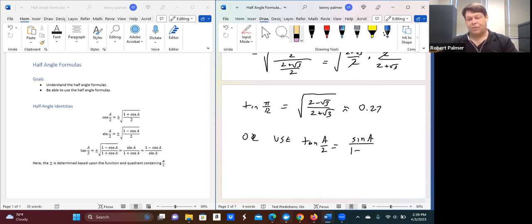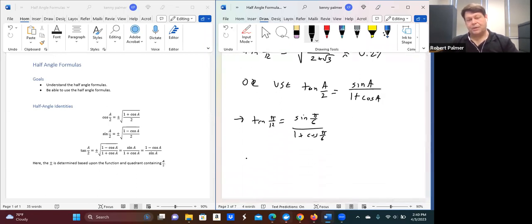1 plus the cosine of a, rather. So always be careful of these formulas. Make sure you got the signs right. So sine of a over 1 plus cosine of a. Okay, let's plug everything in. So then the tangent of pi over 12 is equal to the sine of pi over 6 divided by 1 plus the cosine of pi over 6.